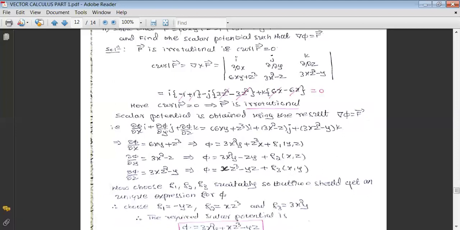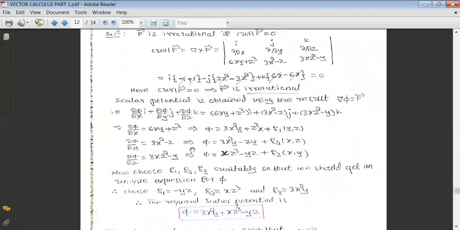Now we got the three expressions for pi. In order to get a unique expression for pi, we have to choose these f1, f2, f3 suitably. There is a trick for how to choose those f1, f2, f3.